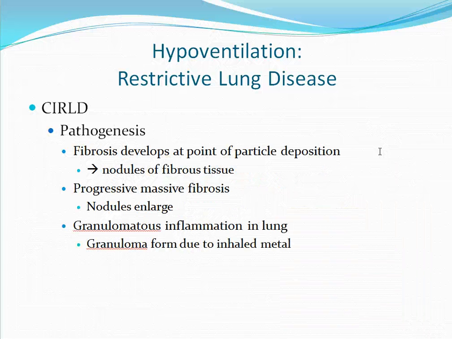As for how it develops, early on, fibrosis will begin to develop at the point of particle deposition. This will cause the development of nodules of fibrous tissue. In asbestosis, these nodules tend to be very diffuse. Then, progressive massive fibrosis can occur as these nodules begin to enlarge. You can also see granulomatous inflammation in the lungs. This is the formation of granulomas. This usually occurs as the result of an inhaled metal.